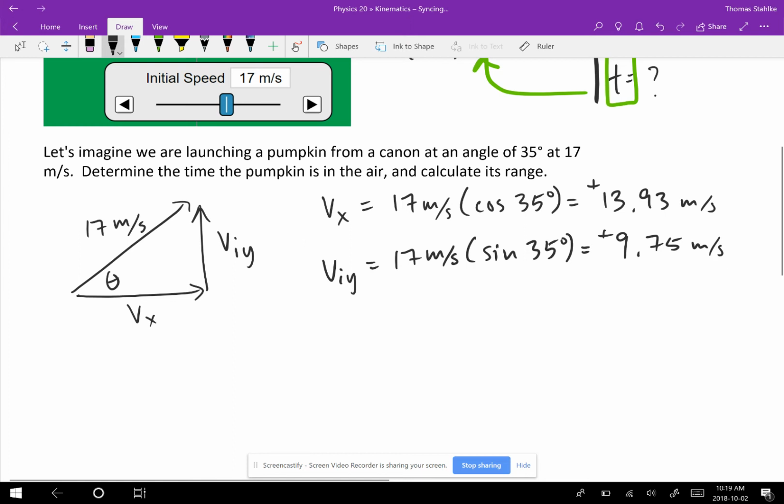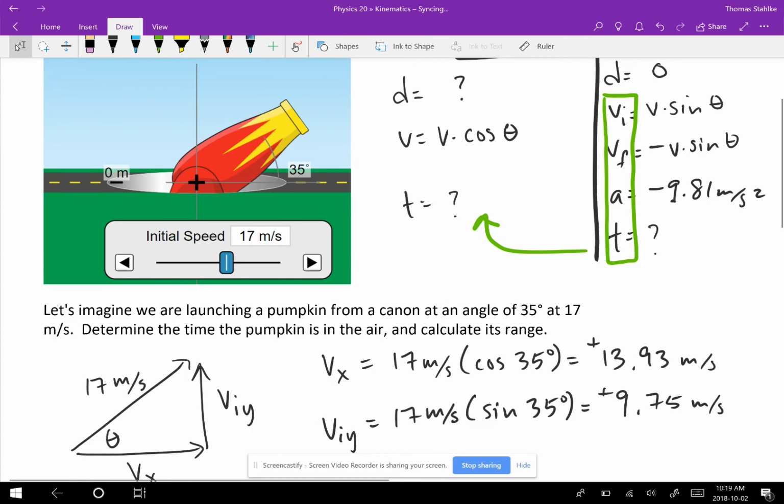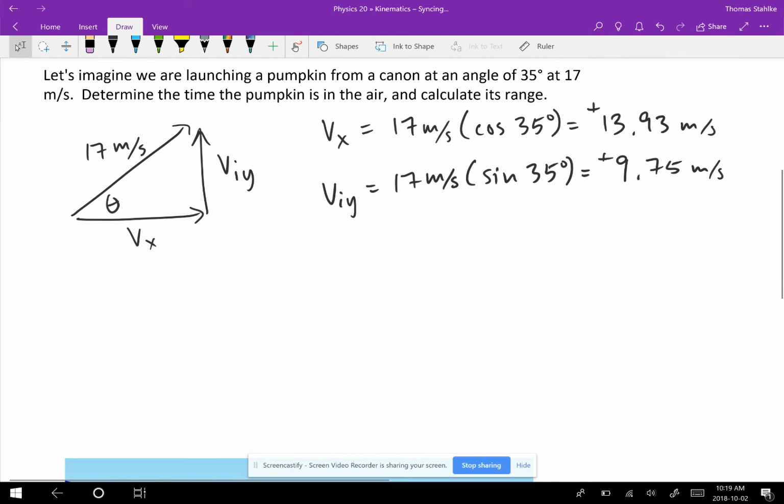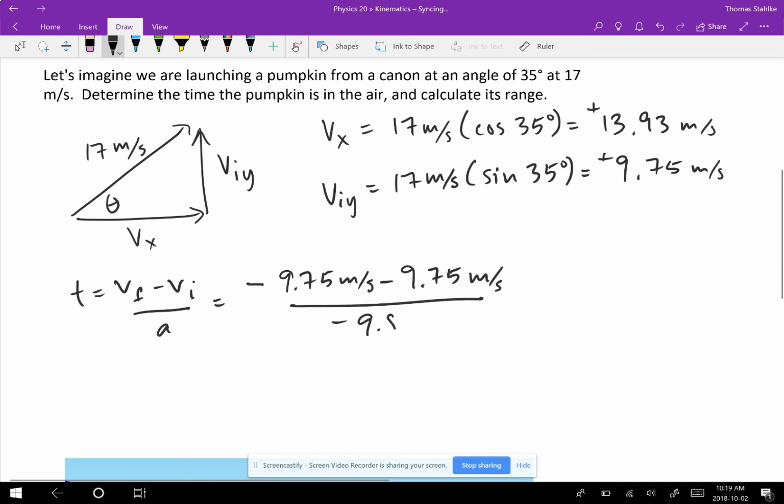Let's go ahead and use our formula that includes the VI, VF, A, and T. And we'll solve for time. So time will be VF minus VI over A. So the final velocity, remember, is the negative of the initial. So in the y direction, negative 9.75 meters per second minus 9.75 meters per second, all divided by acceleration due to gravity. So let's calculate that.